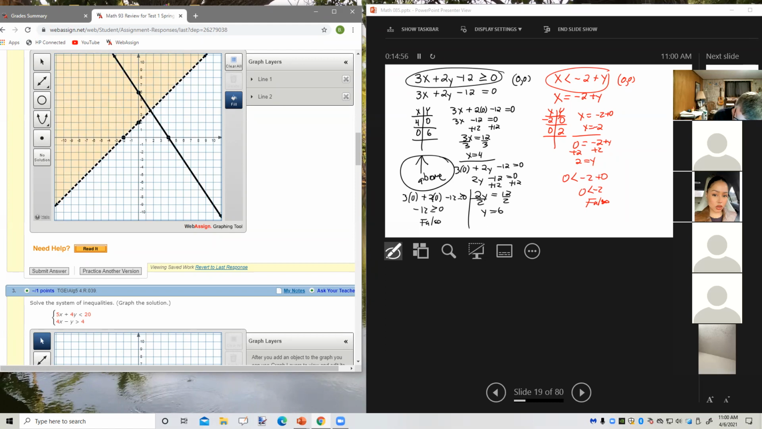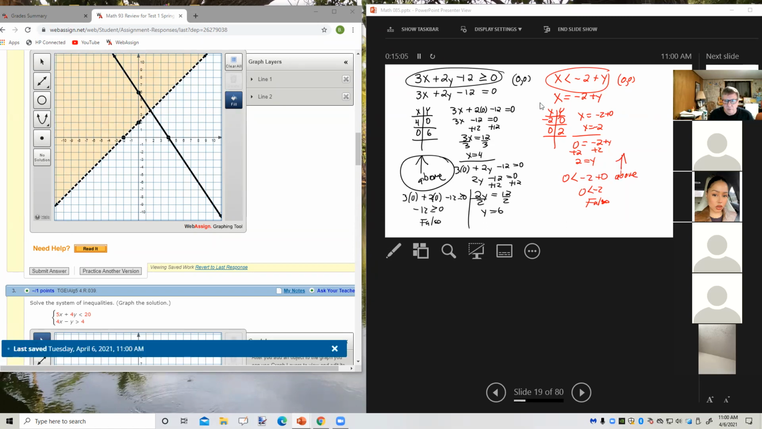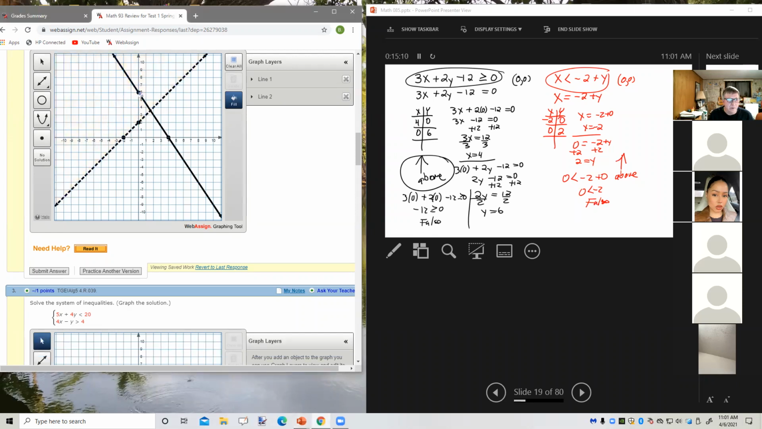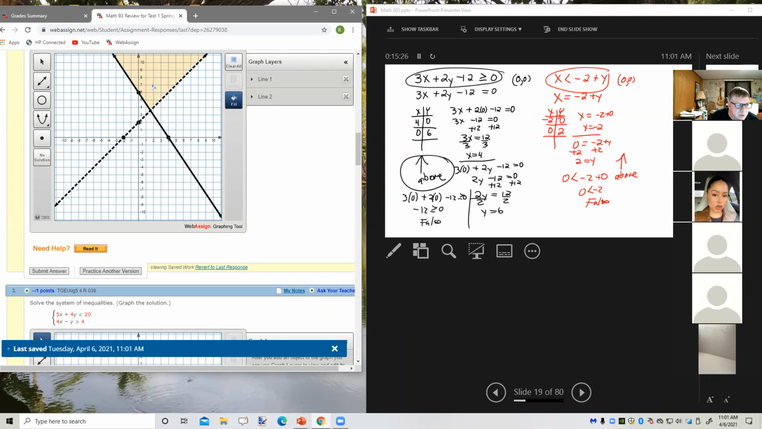Okay, and again, above. So for line 2, the dashed line, the red inequality, we would graph above. For line 1, the black inequality, we would graph above. So the intersection would be this region here where they overlap. Okay, and again, let's pick a value there to check. Let's go with 2, 7. 2, 7 would be right there.